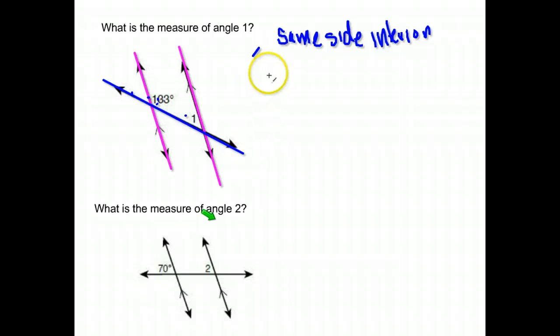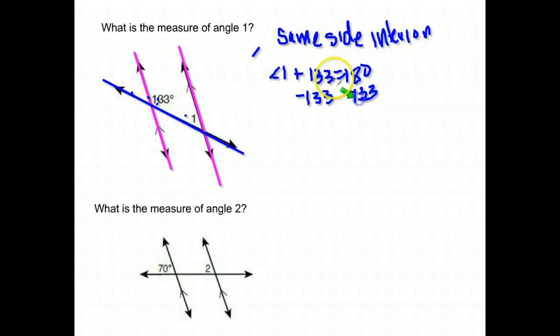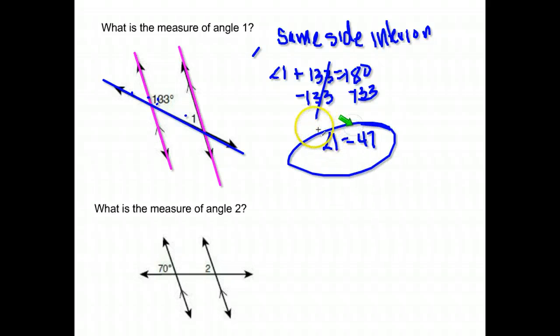So I know that my angle 1 plus 133 degrees should be 180. And I can find angle 1 by subtracting 133 from 180. When we do that, we get that angle 1 is 47 degrees.